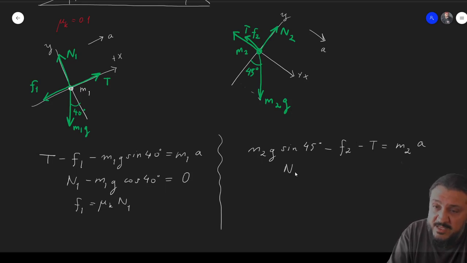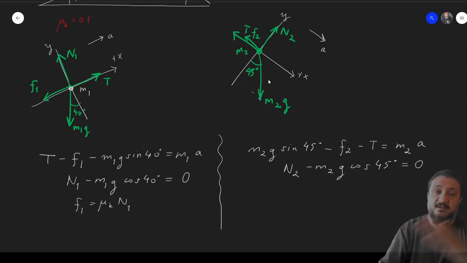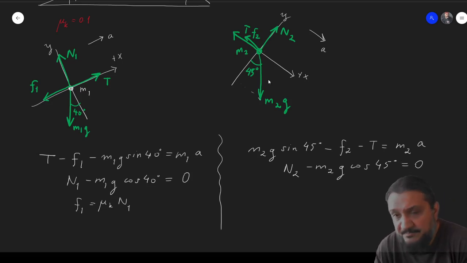Along the y direction, we have N2 minus M2g cosine 45 equals 0. There's no acceleration in the y direction. That's why we picked a rotated frame. That's the whole idea behind rotating your coordinate frame, to eliminate one of the components of the acceleration vector, just to make life easier. If you use a regular xy, you can still solve it. It won't be wrong. It could be more complicated because you will have ax and ay. So that's your second equation.